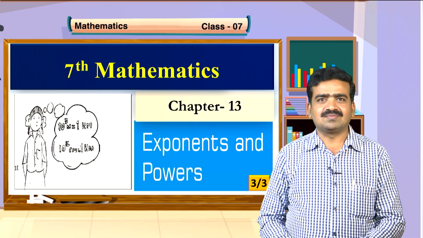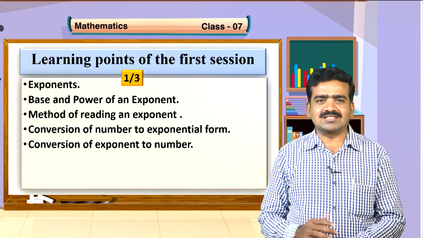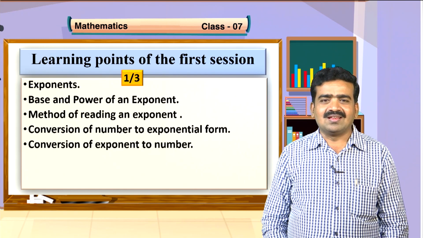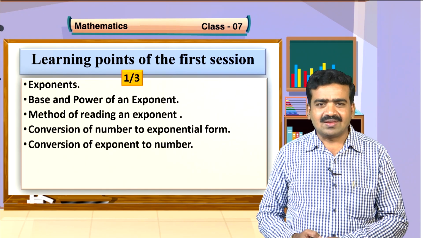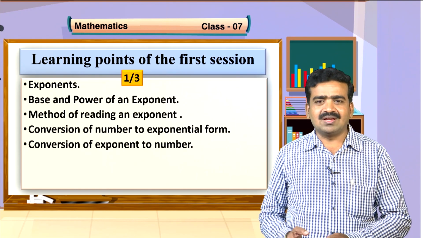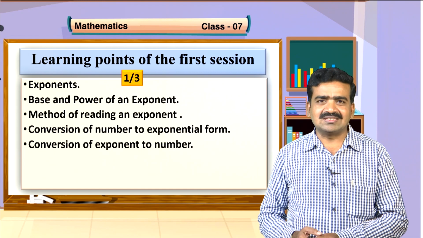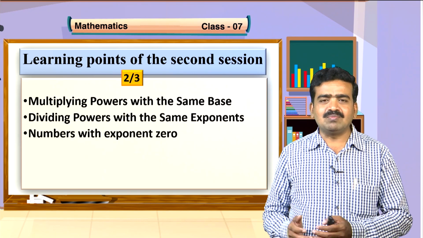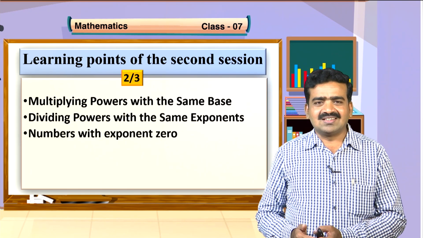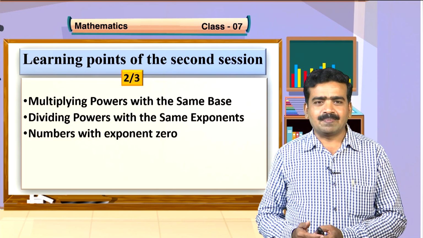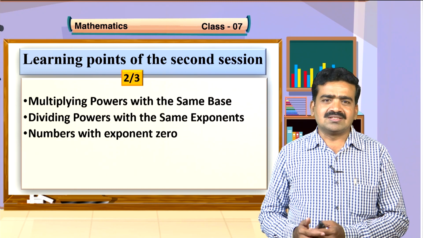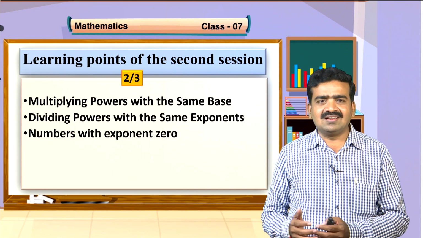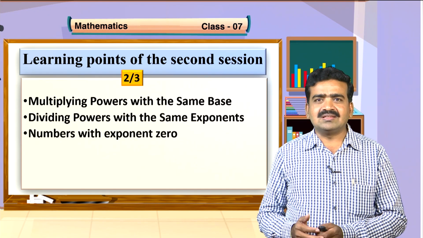In the first session, you learned about the meaning of exponent, base and power of an exponent, method of reading an exponent, conversion of a number to exponential form, and also conversion of an exponent to number form. These are the important things you have learnt in the first session. In the second session, you have learnt about multiplying powers with the same base, dividing powers with the same base, and numbers with exponent 0. Under these headings, you have learnt about the laws of exponents.